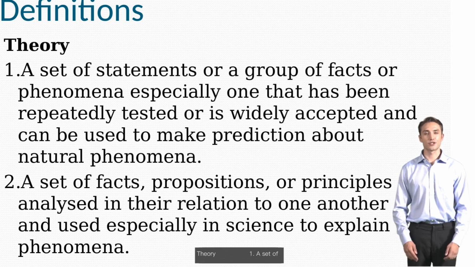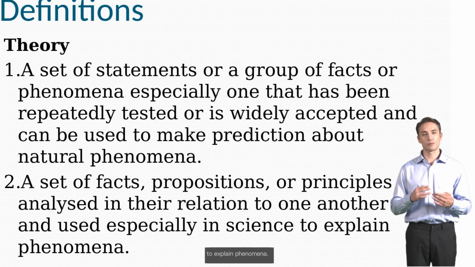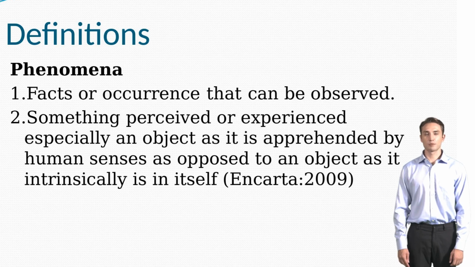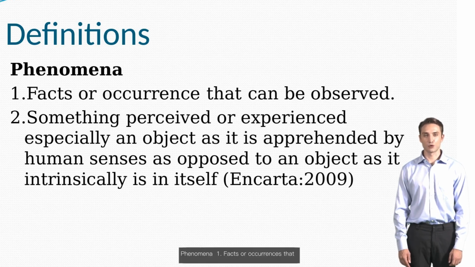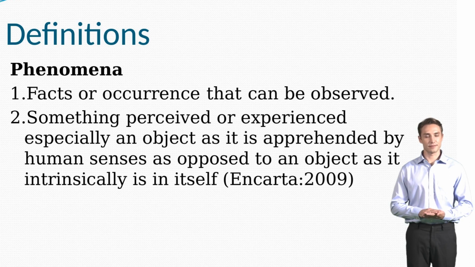Theory. 1. A set of statements or a group of facts or phenomena, especially one that has been repeatedly tested or is widely accepted and can be used to make predictions about natural phenomena. 2. A set of facts, propositions, or principles analyzed in their relation to one another and used especially in science to explain phenomena. Phenomena. 1. Facts or occurrences that can be observed. 2. Something perceived or experienced, especially an object as it is apprehended by human senses, as opposed to an object as it intrinsically is in itself.